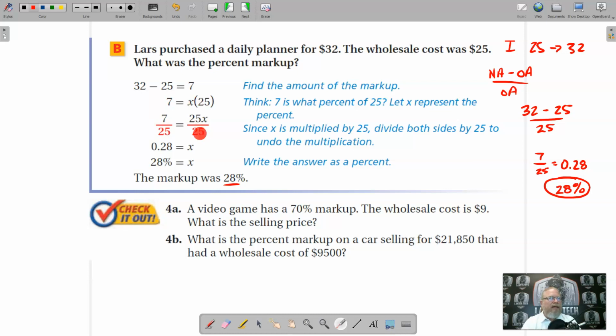Divide both sides by 25, right? And we just get x. Then we do 7 divided by 25, which is what I did right here, right? 7 divided by 25. And that equals 0.28. Change it to a percentage, and we get the same markup.